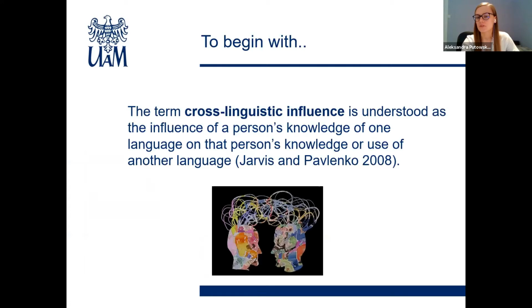I would like to start with some basic definitions concerning my topic. The term cross-linguistic influence is understood as the influence of a person's knowledge of one language on that person's knowledge or use of another language. You are probably familiar with the term transfer, which was introduced in the 1970s, but the term cross-linguistic influence is a kind of umbrella term for transfer, but also interference, borrowings, omission, or also aspects of language loss.